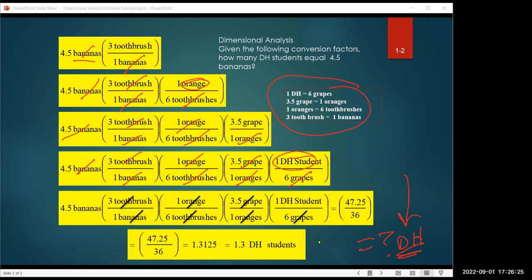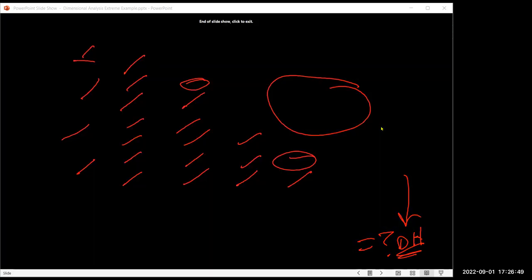Crazy, right? But the point of all this is these factors, these ratios that we have up here, you can set them up any way you need. And by keeping track of your units, you can set up your problems very well. Okay. And that's just a matter of plugging in the numbers in the calculator and you're good to go. All right.